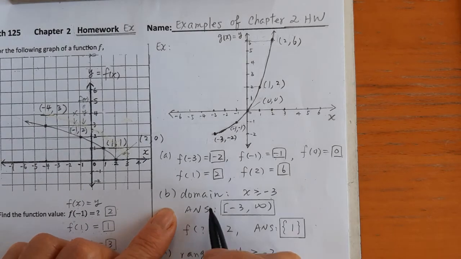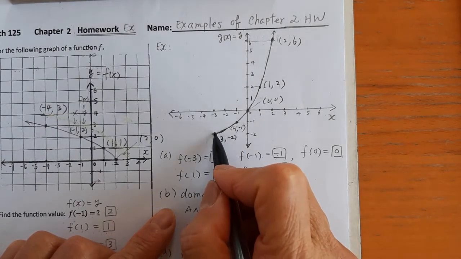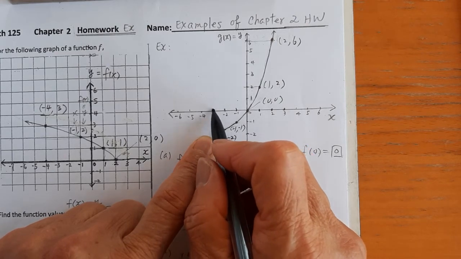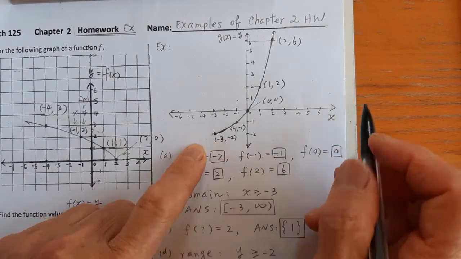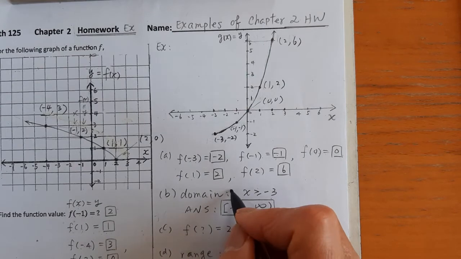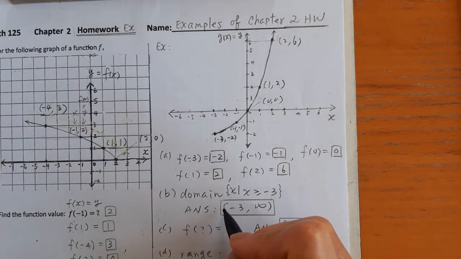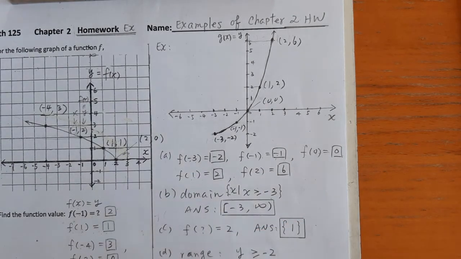And B, what's the domain of this? The domain is from here, x going from -3 to positive infinity. It is x such that x is greater than or equal to -3, including -3, so use a bracket. That's the domain. And the range is the function value.